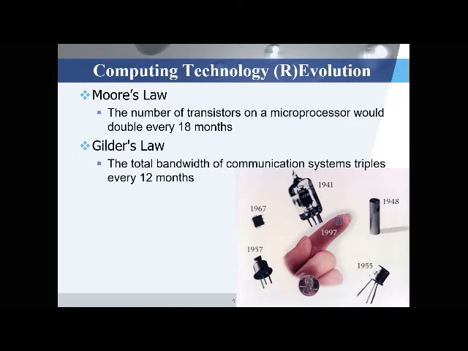There are some interesting laws, like the first one called Moore's law, the second one called Gilder's law. Moore's law is pretty popular. Almost everyone in computer science knows this one. It says that the number of transistors on a microprocessor doubles every 18 months. And Gilder's law says that the total bandwidth of communication systems triples every 12 months. So that can express the evolution speed of computer science.